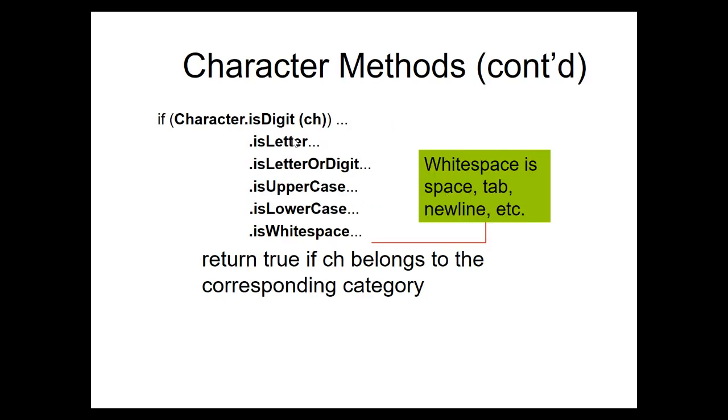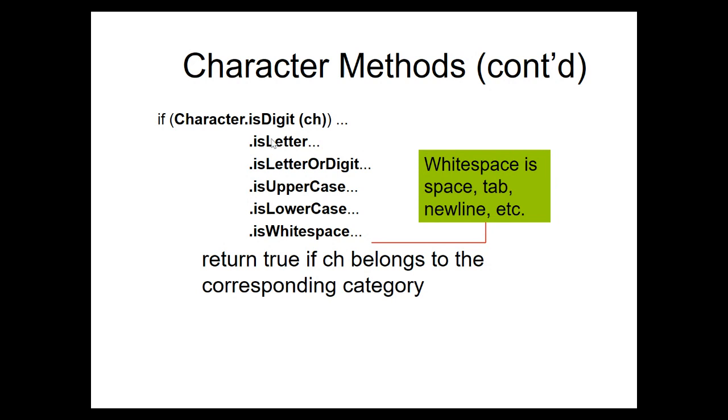So here are some of the methods. Now you see how it's called from the class: Character with capital C, that's the class, dot isDigit, and then you would obviously have to give it a character in round brackets as a parameter for it to figure out if it's a digit or not. When you give it that char, it would return true or false. So if this thing is true, it's going to do whatever you want it to do.